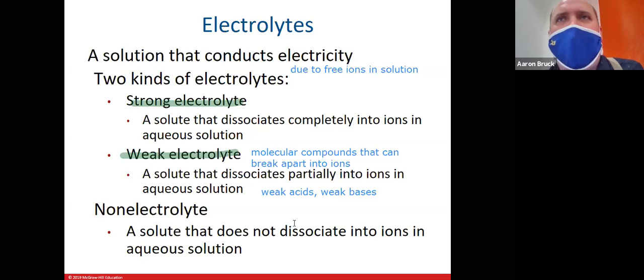Remember, molecular compounds, covalent compounds, are held together through the sharing of electrons. And that shared electron bond that exists between them has to be broken in order for them to be ionized. And a lot of times water is not capable of breaking that bond very easily.